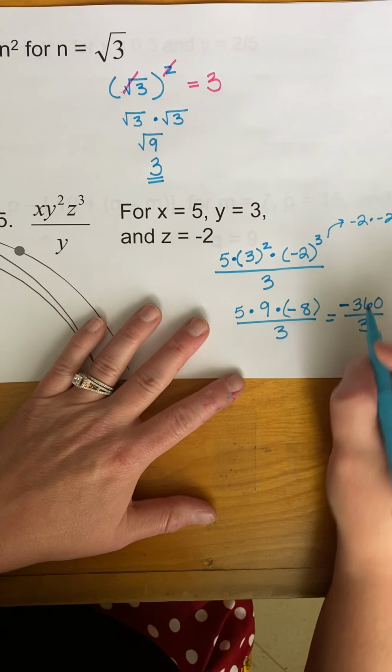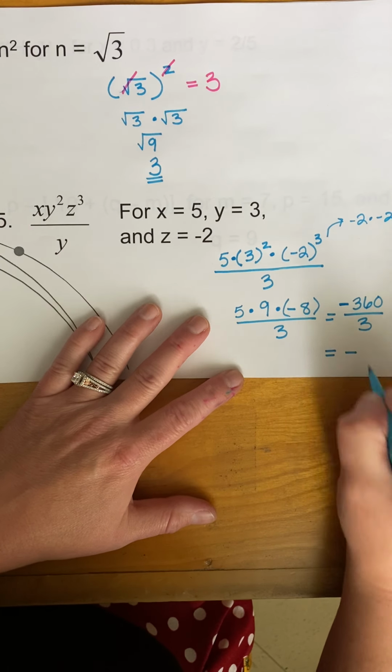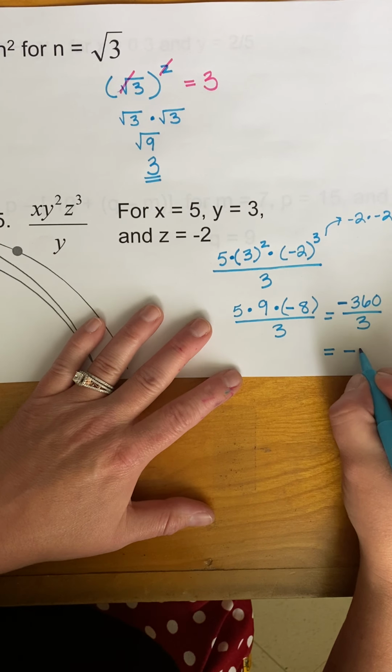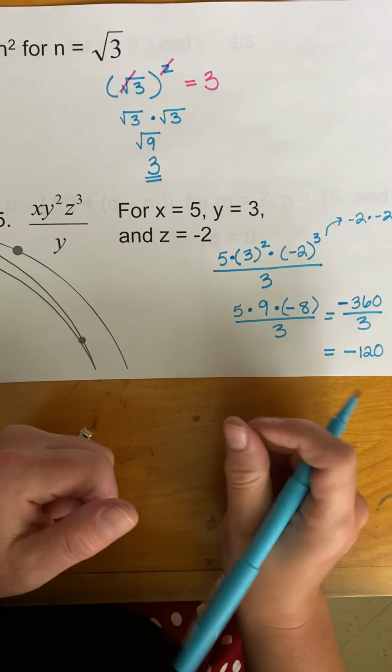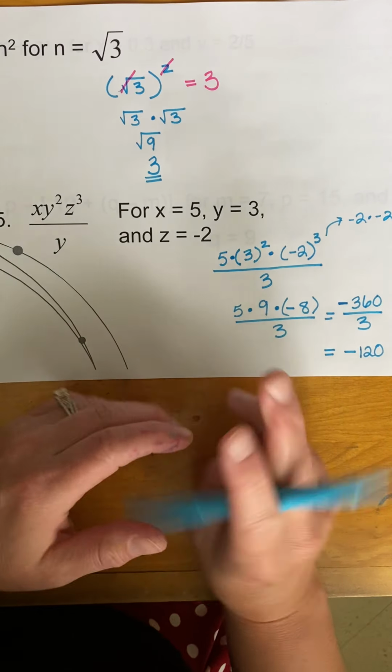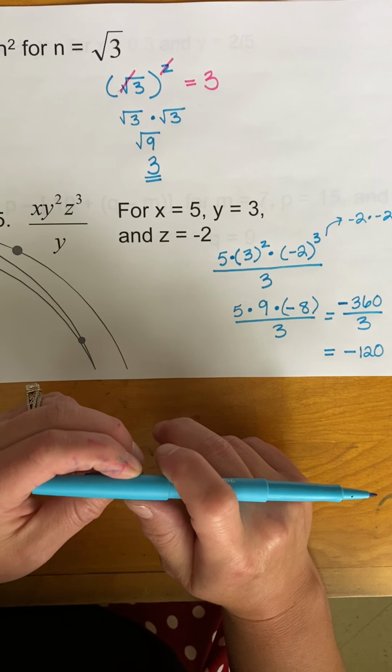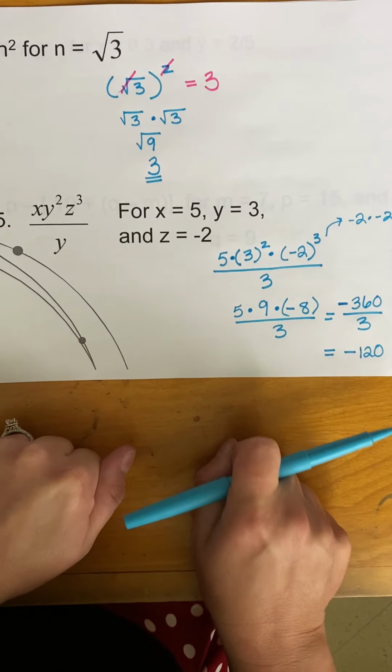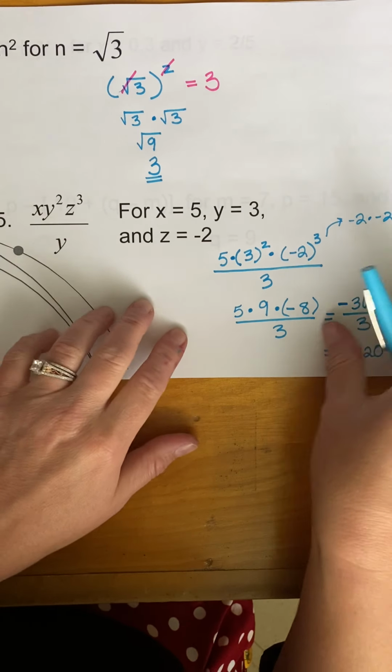All right, and then we want to divide. A negative divided by a positive is a negative, and 360 divided by 3 is 120. What property says that the order I multiply doesn't matter? That would be the commutative property of multiplication.